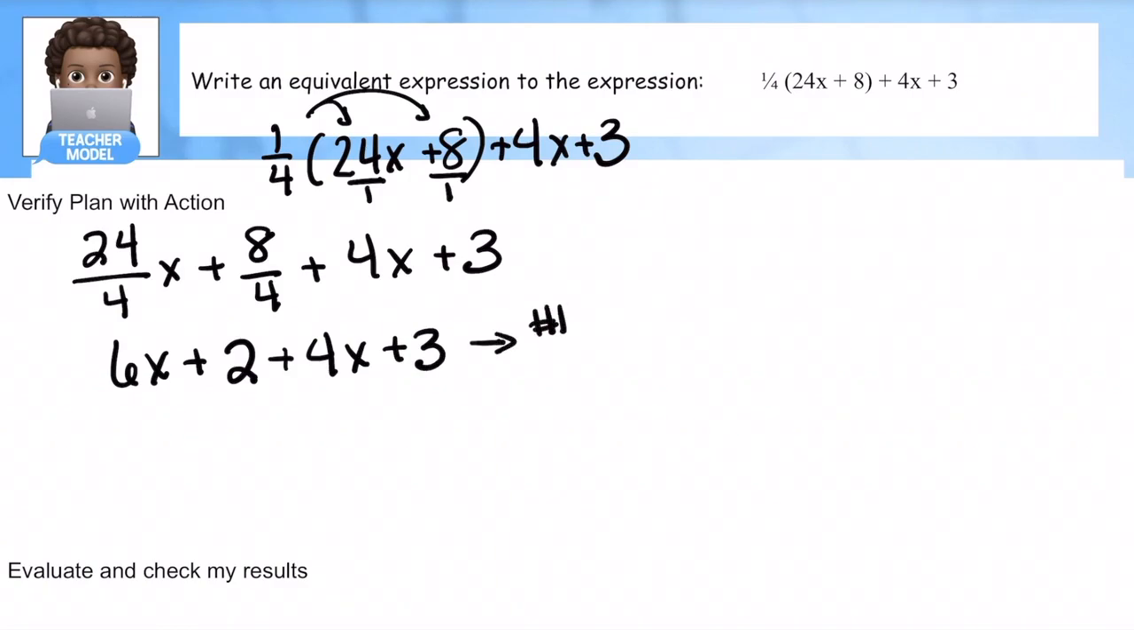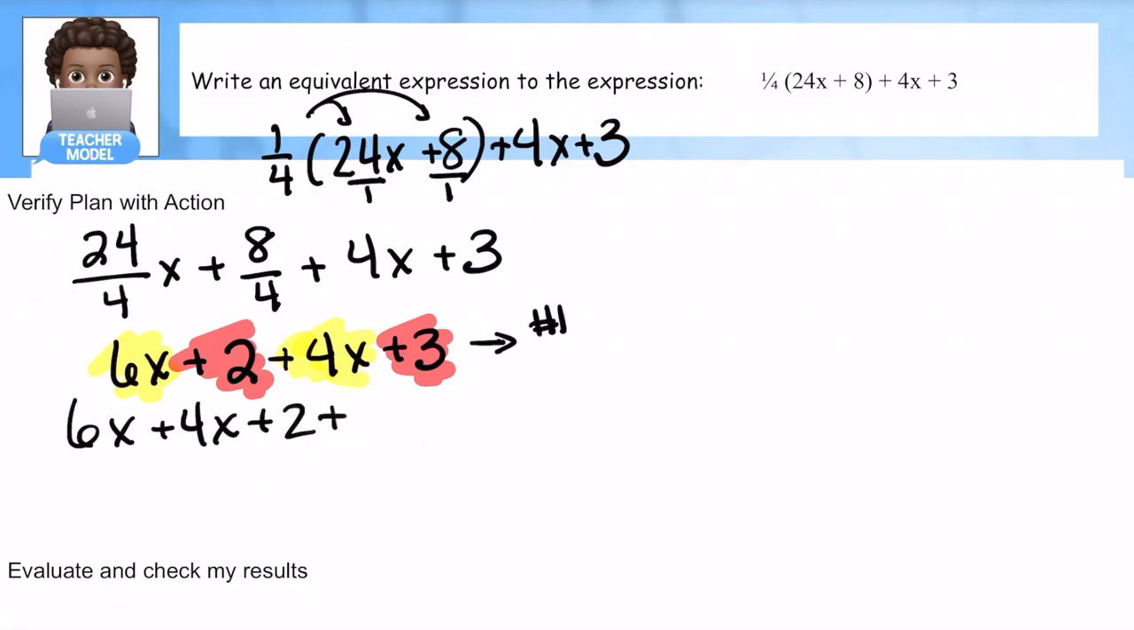Here's our first one. All right, let's combine the like terms now so we can come up with a second expression. So I'm going to put my like terms together. Let's rewrite it. 6x plus 4x plus 2 plus 3. And now 6x plus 4x is 10x. And 2 plus 3 is 5. So here we go. I have our second equivalent expression in simplest terms.